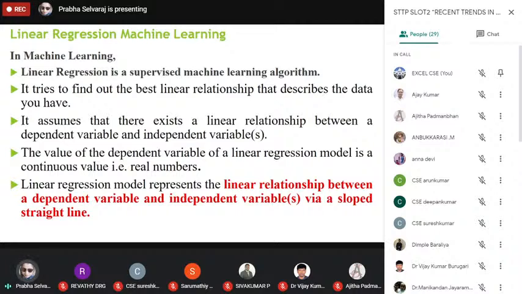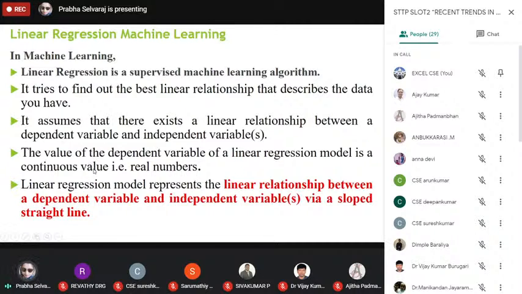The value of the dependent variable of a linear regression is a continuous value or a real number. So it is a real number. Whenever I say linear regression model, it is going to give the relationship between a dependent variable and an independent variable via a slope.